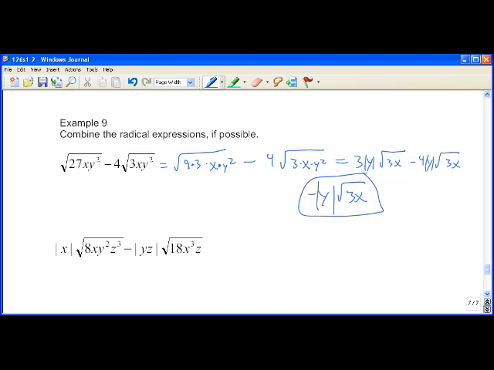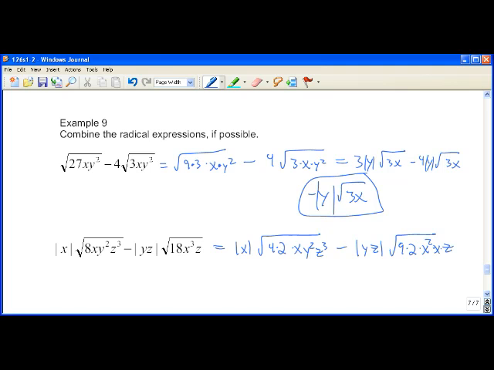Okay, for the next one, we have the absolute value of x times the square root of 8x y squared z cubed, minus the absolute value of yz times the square root of 18x cubed z. So I'm going to break up that 8. It becomes 4 times 2 times x times y squared times z cubed, minus the absolute value of yz square root of 9 times 2 times x squared times x times z.